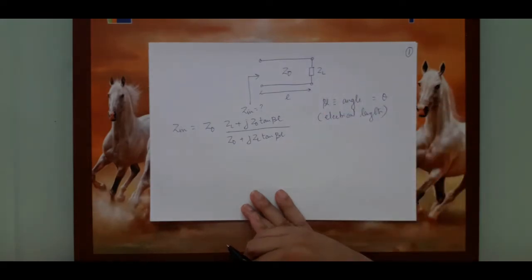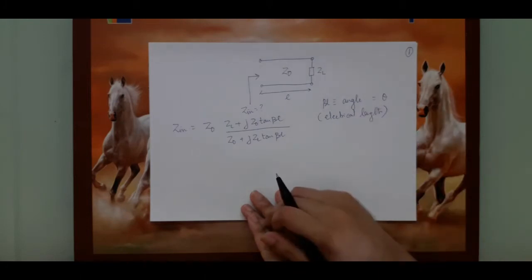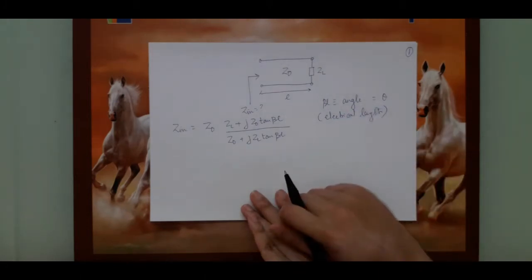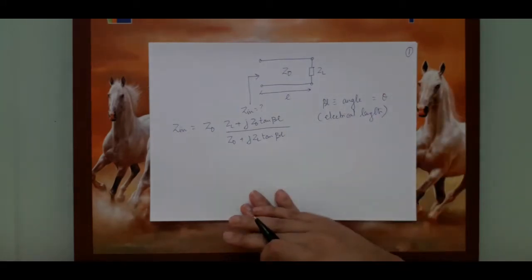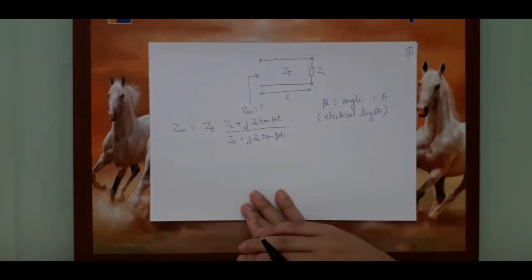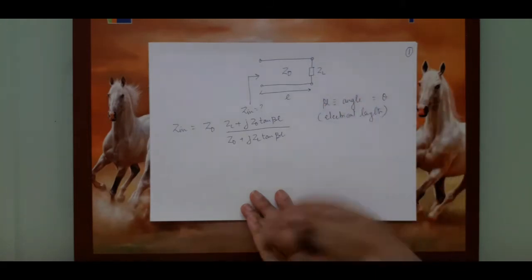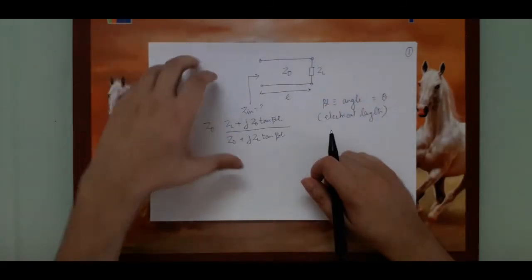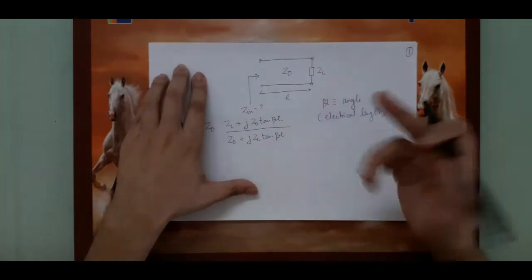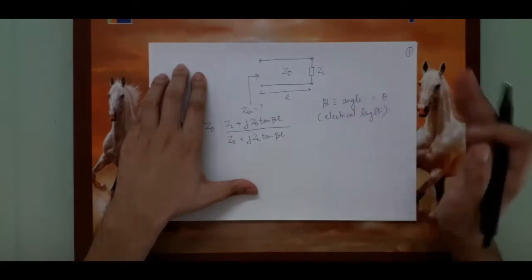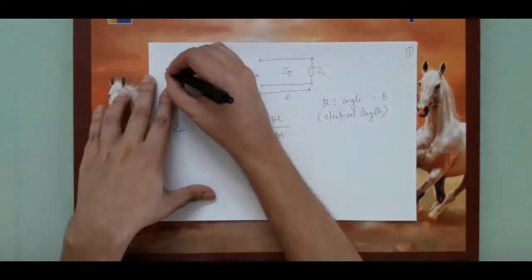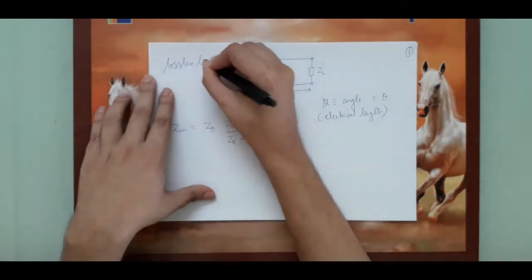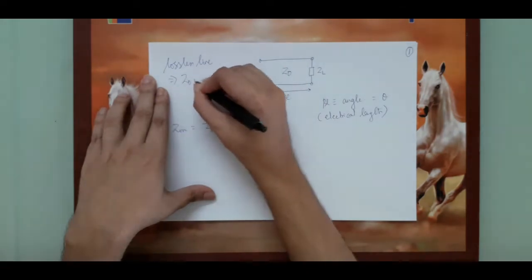L is called the physical length or the actual length in meters or centimeters, and beta L is the electrical length. So if somebody tells you, okay, I'm giving you a transmission line whose length is 45 degrees, you may think, oh my god, what is 45 degrees? Don't worry, it is simply theta. So once you know the length of the line, you can find out beta, or vice versa. So now let's have a lossless line, and that implies Z0 is real.